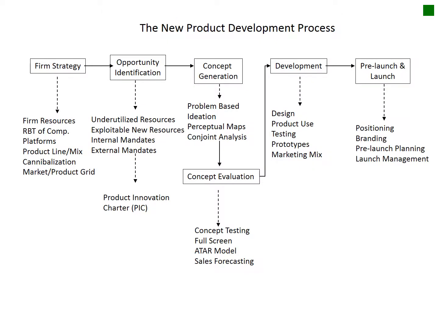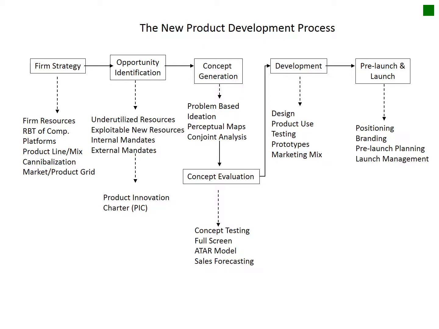Another way to look at this is described here in this diagram, where we begin with some type of firm strategy, which leads to opportunity identification, concept generation, and so forth through our 5 different stages. And at each stage, we begin to look at different characteristics and different tools and techniques that we would use to ask the questions to allow us to move forward.